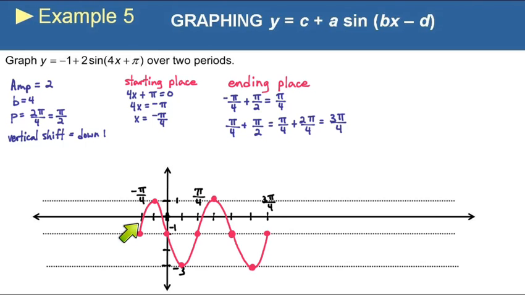You can see that the center of the graph is down 1 from where it was before, and it's also moved horizontally to the left pi over 4 units. So we end up starting here, and if we go 2 periods, we end at 3 pi over 4.